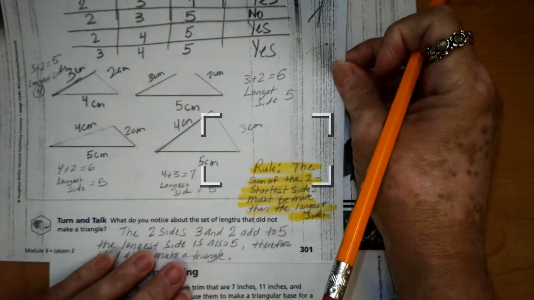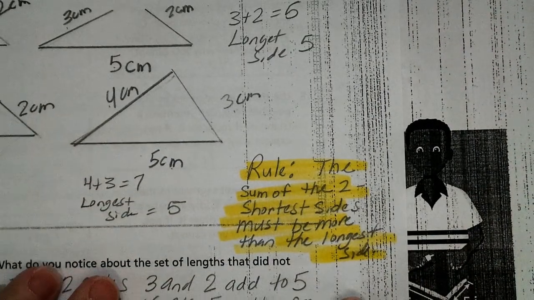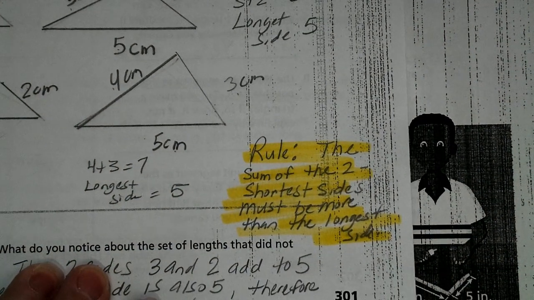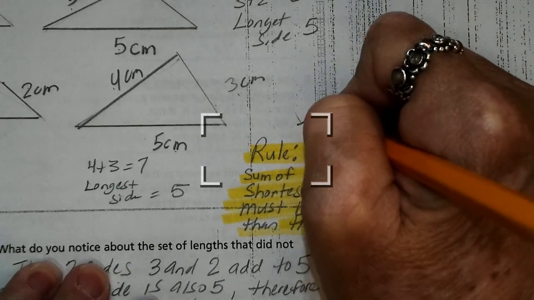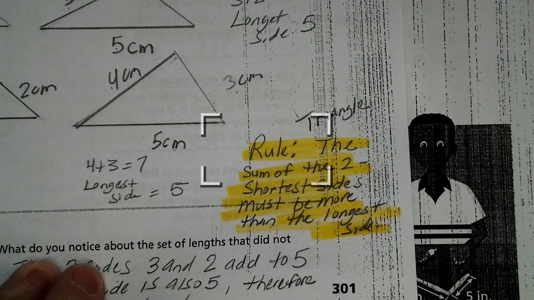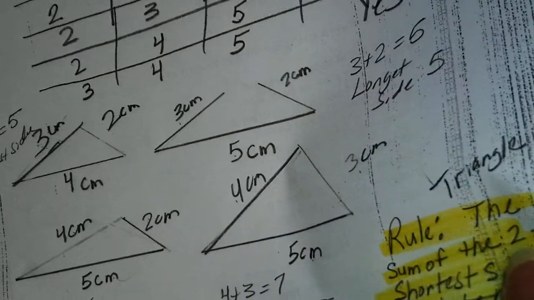All right, so if you remember the rules from yesterday, let's go back and look at those rules. Here was the first rule: the sum of the two shortest sides must be more than the longest side. And this is the rule for a triangle. The sum of the two shortest sides must be longer than the longest side.